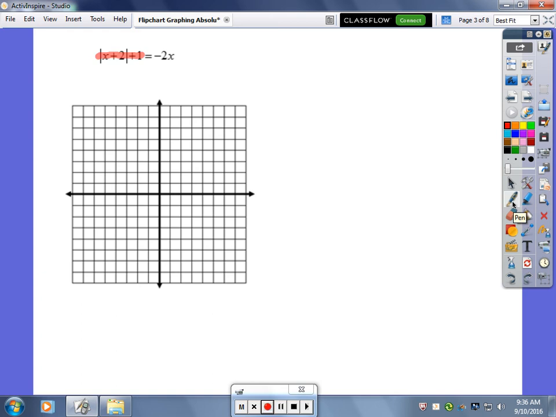So our vertex of this function is at -2, +1. The dilation is again 1. In other words, no change compared to our parent function. And this is what the graph of this absolute value function looks like.